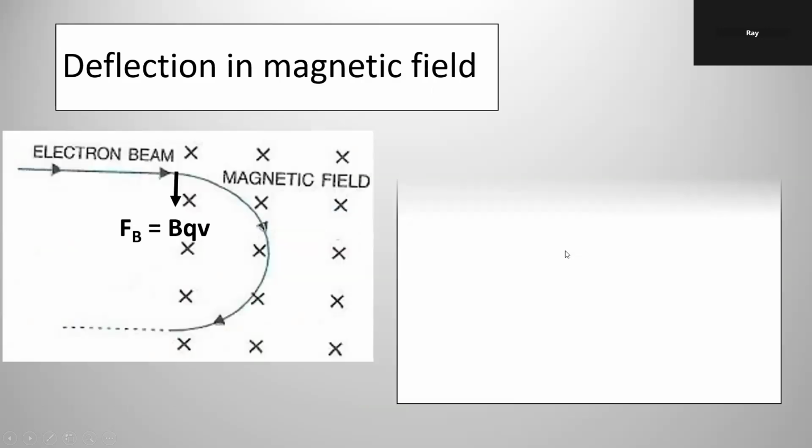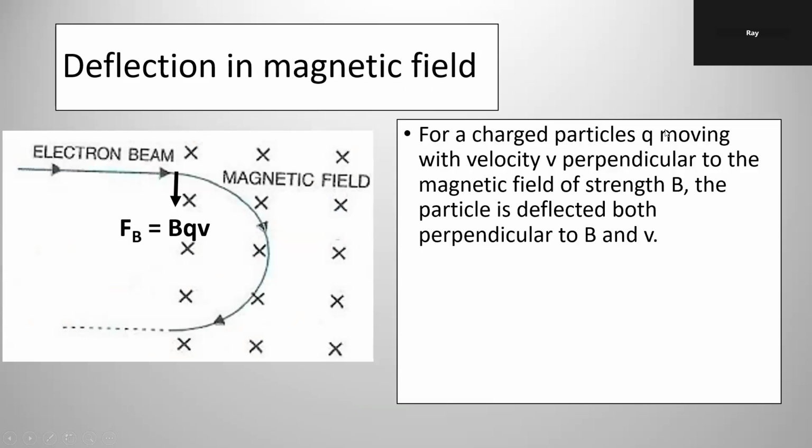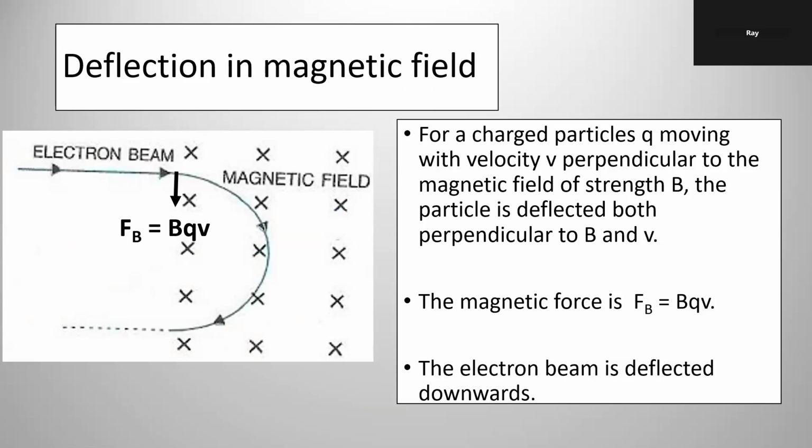Deflection in a magnetic field. For a charged particle Q moving with velocity V perpendicular to a magnetic field of strength B, the particle is deflected perpendicular to both B and V. Magnetic force is BQV. The electron is deflected downwards. Okay, make sure you can get the direction. The force is that way.